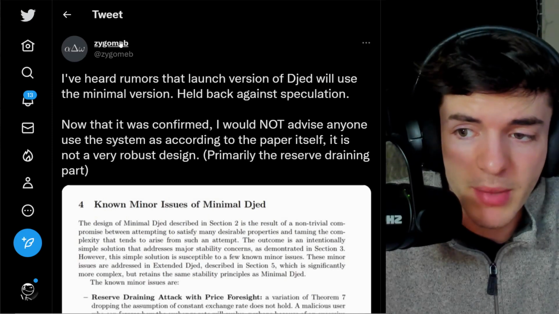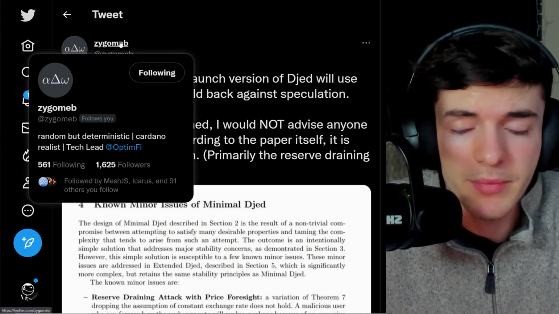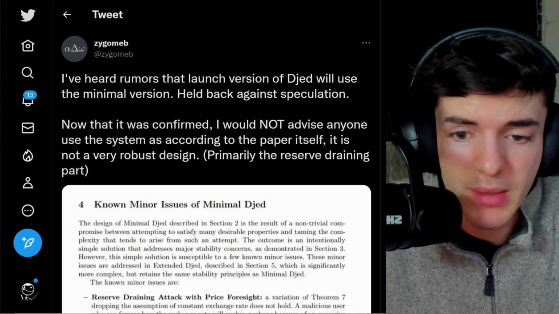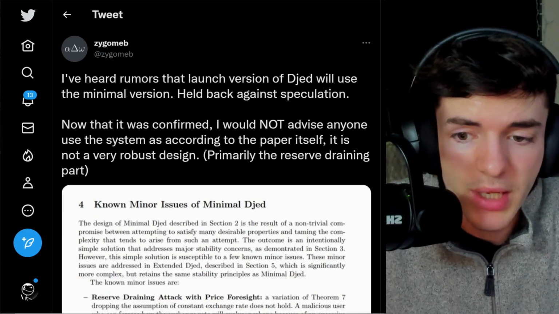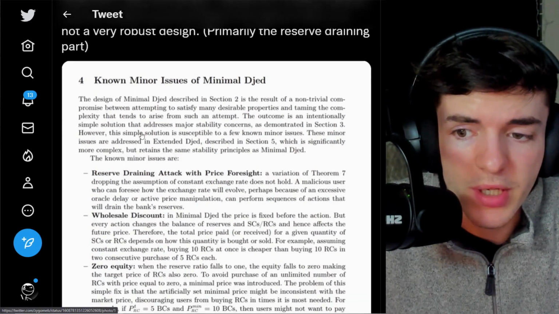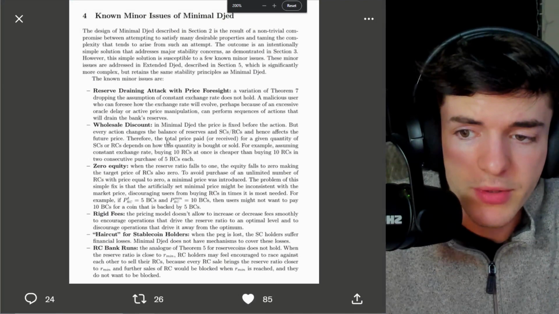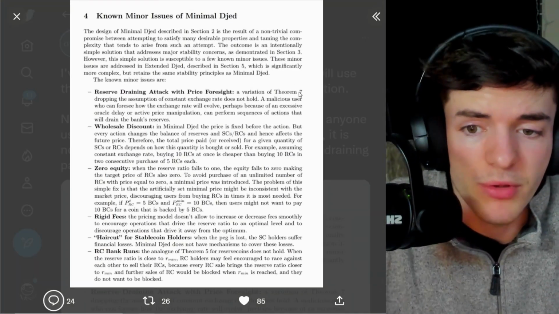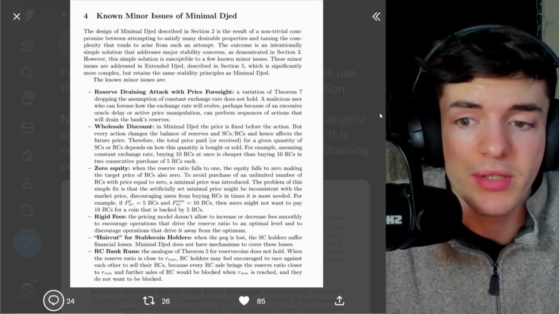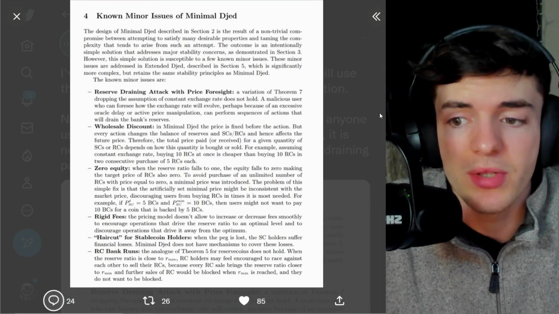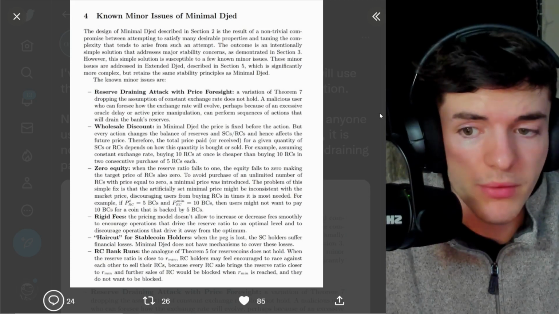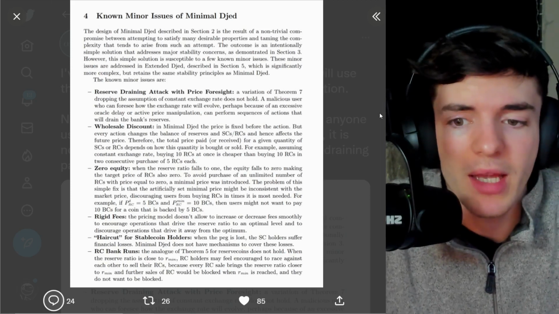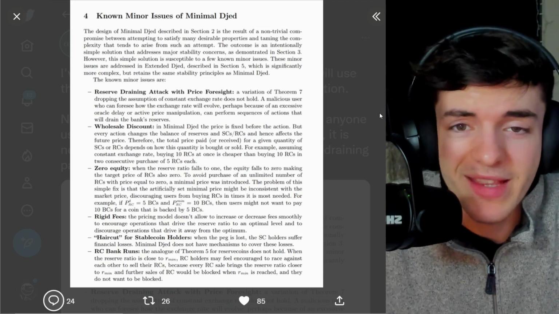This is Zygomeb from Optum, the tech lead of Optum Finance, saying that he would not advise anyone to use the system, as according to the paper itself, it is not a very robust design, and primarily he's talking about the reserve draining part here in this article. And if we zoom in on it, we can see the reserve draining attack with price foresight, a variation of theorem 7 dropping the assumption of constant exchange rates: a malicious user who can foresee how the exchange rate will evolve, perhaps because of an excessive oracle delay or active price manipulation, can perform sequences of actions that will drain the bank's reserves.